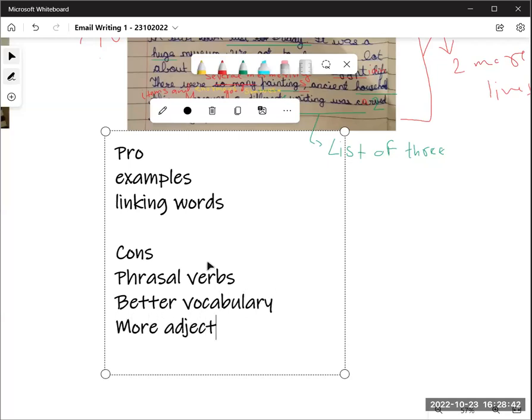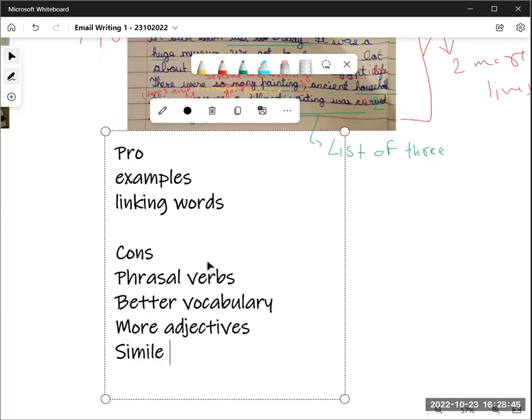Phrasal words. So there are phrases in that. I'll tell you what it is. All of you, just a second. Simile or metaphor.